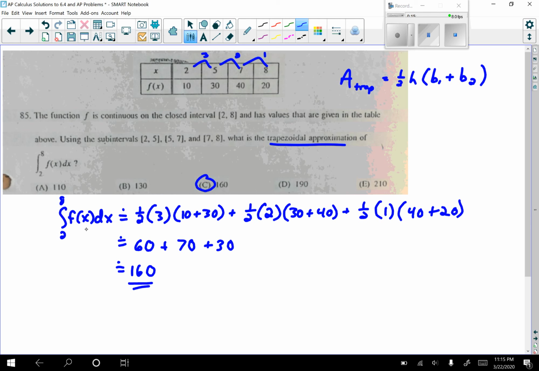So this integral's approximation is 1/2 times our height, or the distance between 2 and 5, so 3, and then times the sum of the two bases, so 10 plus 30. The second trapezoid is 1/2. Our distance between the two x values is just 2. Then we're adding the 30 to 40. And then our last one, we have 1/2 our height, or the distance between the two x's is just 1, and then we add 40 to 20. And then calculating this just gives us 160. So even though you were allowed a calculator, you shouldn't have needed one for this one.